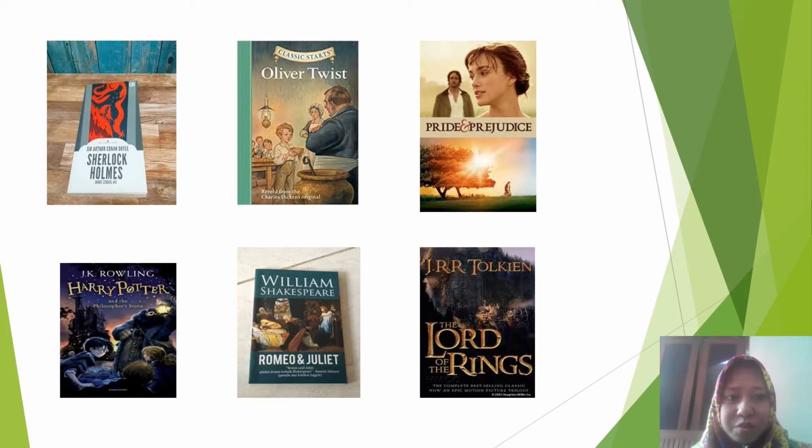For example, like Sherlock Holmes, this is a detective novel written by Sir Arthur Conan Doyle. And this work was written in the Victorian era. And then Oliver Twist, this is a novel by Charles Dickens, and this is also written in the Victorian era. The next, Pride and Prejudice. This is a novel written during the era of romantic literature. Harry Potter, Romeo and Juliet, The Lord of the Rings. Okay, these are all literary works produced in Britain in different periods of literature.